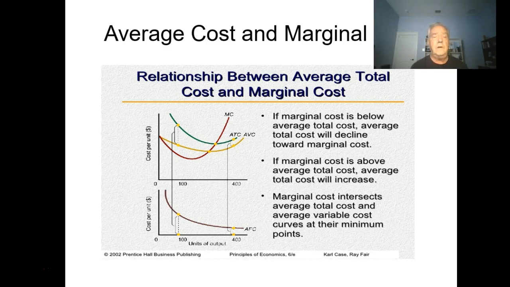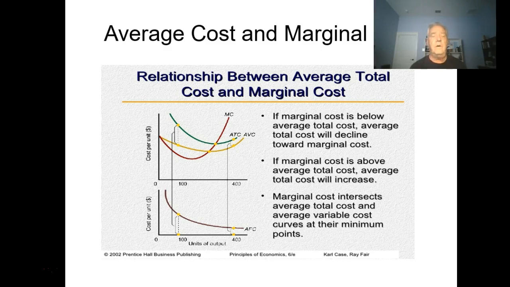If you look at the first bullet and the chart above, it says that if the marginal cost is below the average total cost, the average total cost will decline toward the marginal cost. Secondly, if marginal cost is above, the average total cost will increase. And thirdly, the marginal cost intersects average total cost and average variable cost at the minimum points.